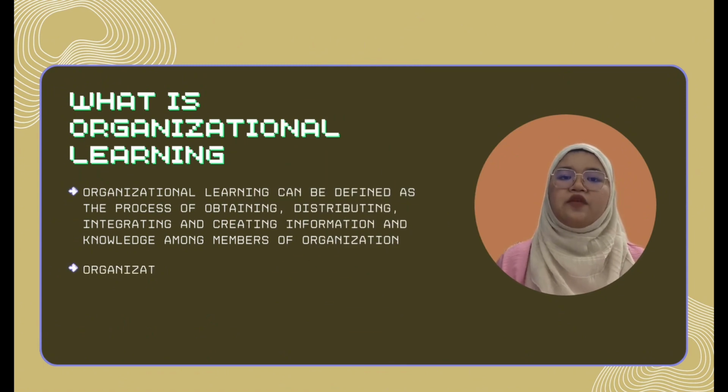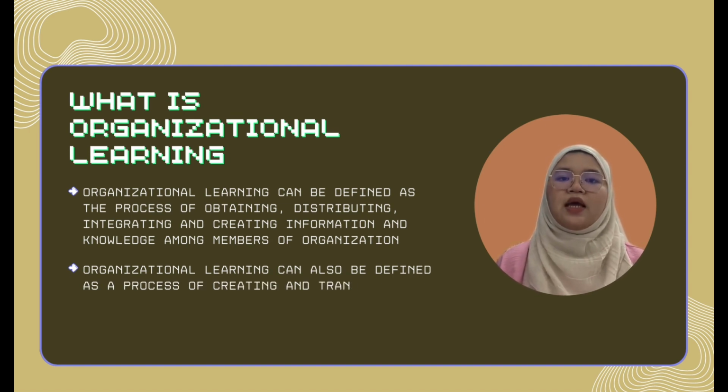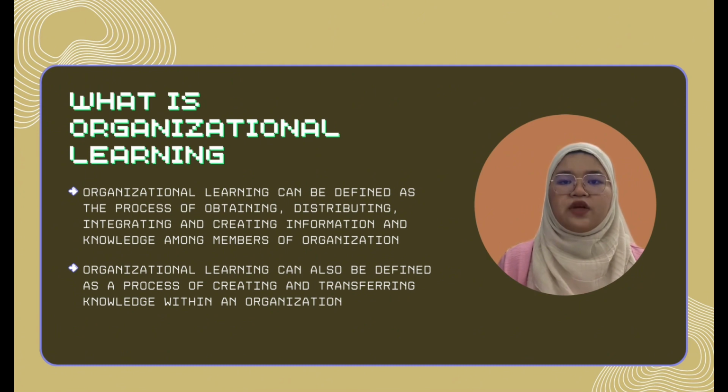Organizational learning can be defined as the process of obtaining, distributing, integrating, and creating information and knowledge among members of organizations. Other than that, organizational learning can also be defined as a process of creating and transferring knowledge within an organization. Moreover, the process of organizational learning involves key components that support the knowledge production process, such as seeking information, assimilating, developing, and also creating new knowledge.